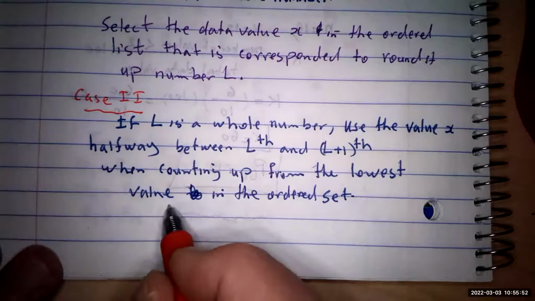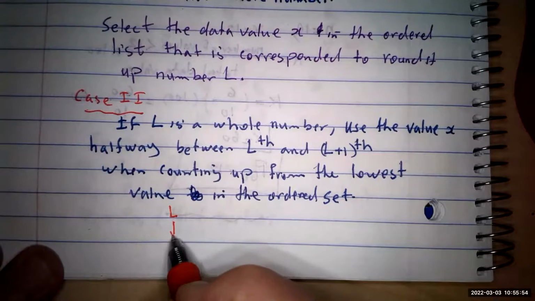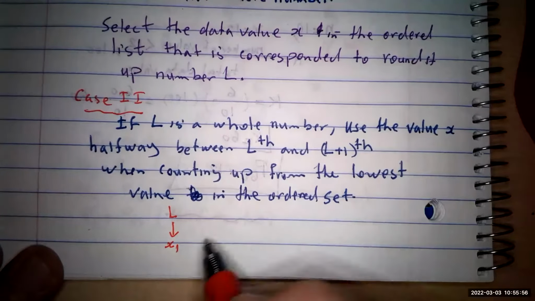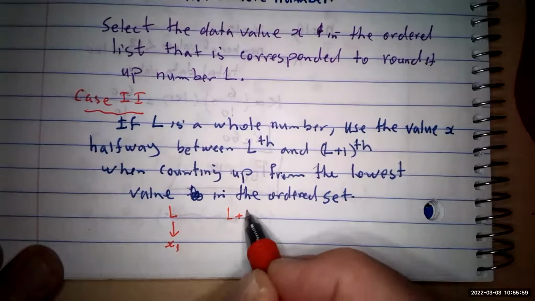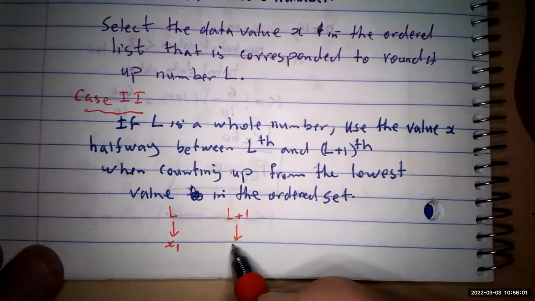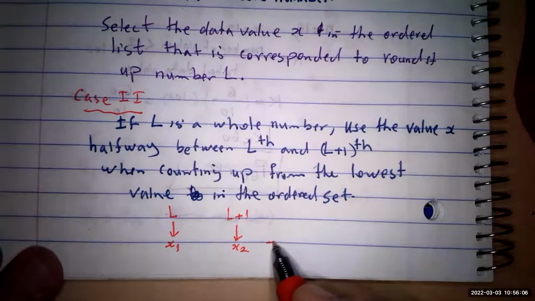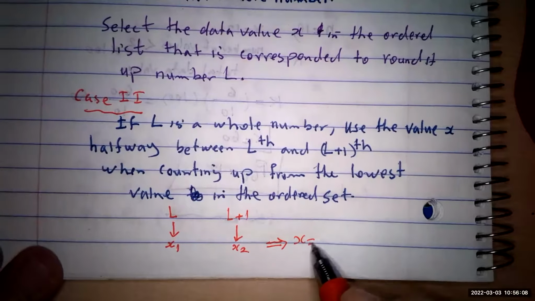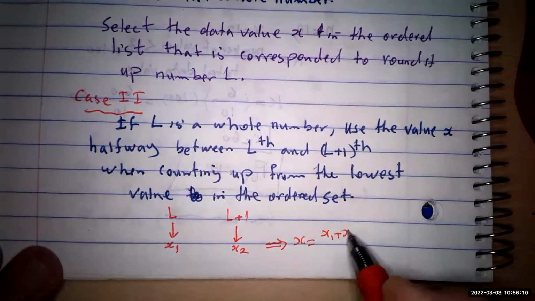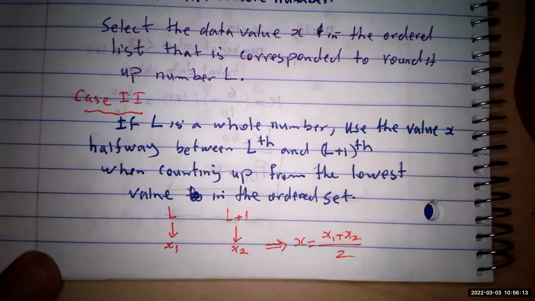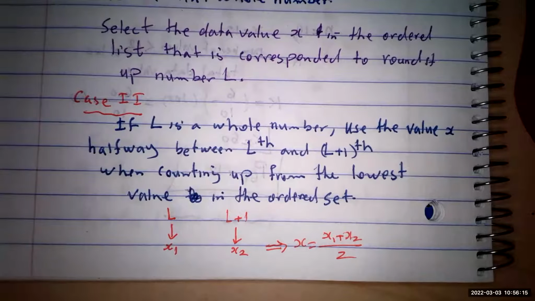You see, this is the L position. You pick a number in this position, which is going to be X1. You get the L plus 1 position and pick a number over here, which is going to be X2. Then your X would be the average of X1 plus X2, divided by 2. So that gives you the data value X that we have.